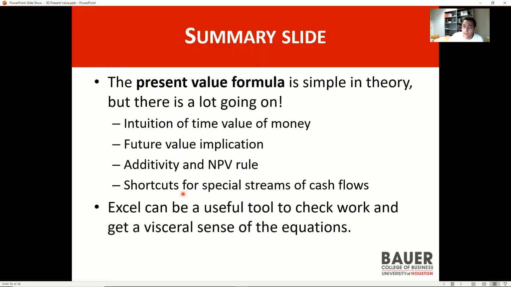Then we spent a lot of time on shortcuts for special streams of cash flows. And we said these streams of cash flows are good shorthand for thinking about firm valuation. We're going to see them a lot going forward. And finally, we talked about Excel, and we saw that it can check our work and give us confidence in what we're doing. Once we can kind of see the inner workings of the cash flows, it gives us a stronger sense of the formulas and of what's going on.